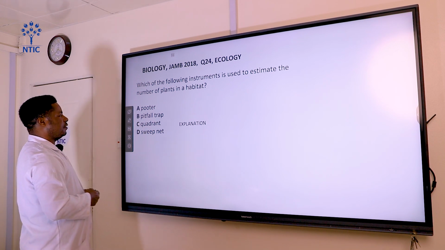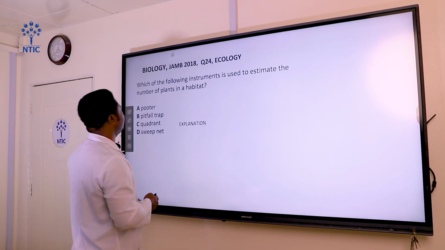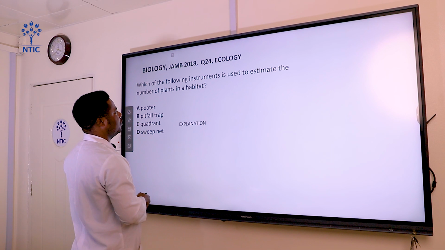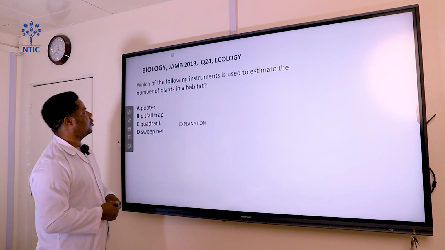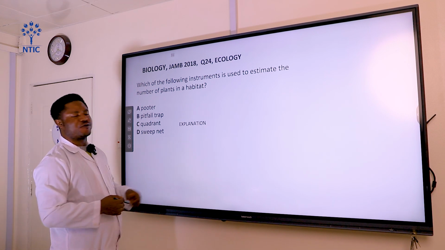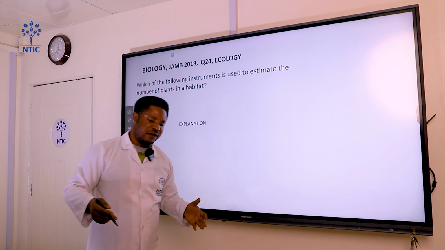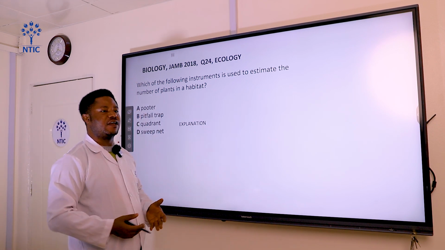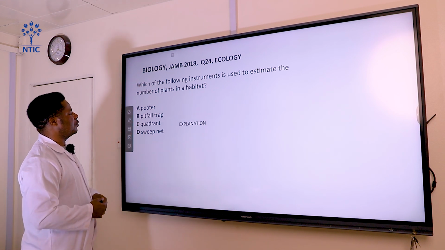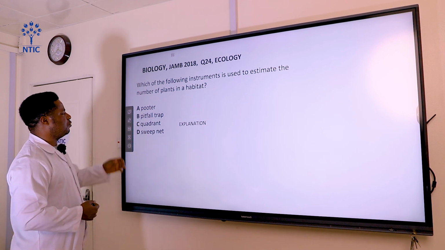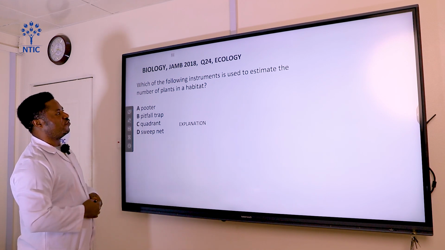Question 24 of 2018. Which of the following instruments is used to estimate the number of plants in a habitat? The instrument that is used to estimate the population size of plants in a habitat. Of course, we have different ecological instruments that can be used to estimate the population size of organisms, be it plants or animals. Here we have some of these instruments. Let's see which one suits estimation of plant population.